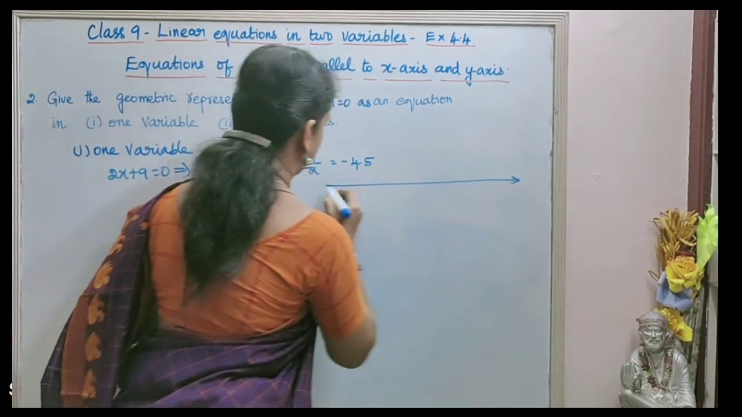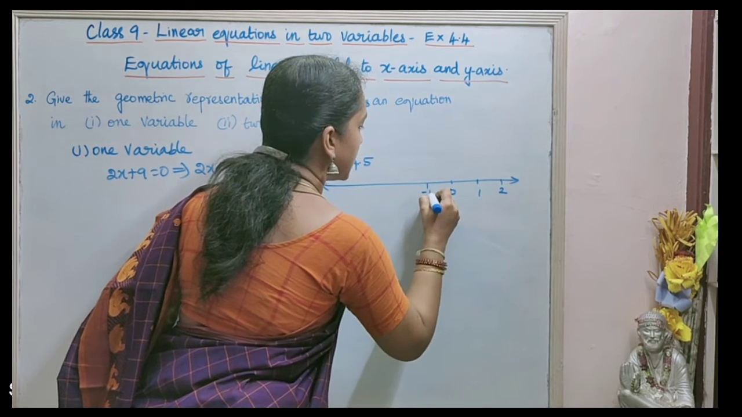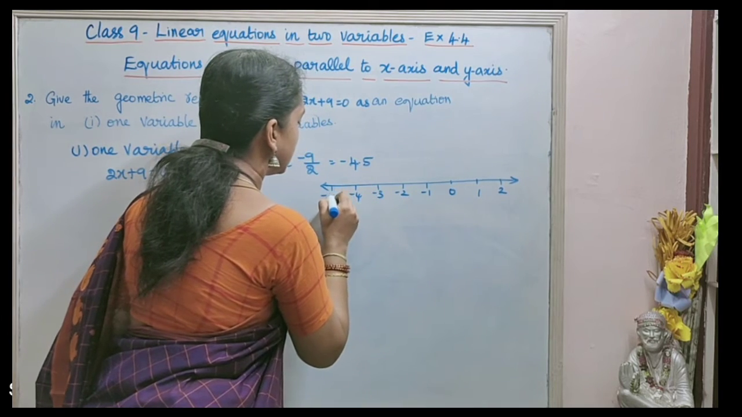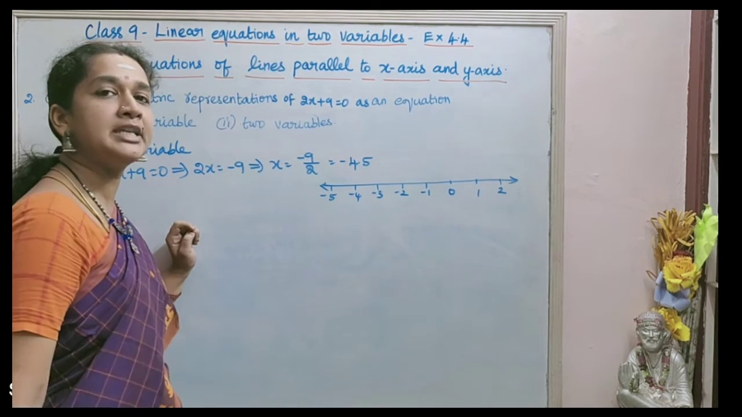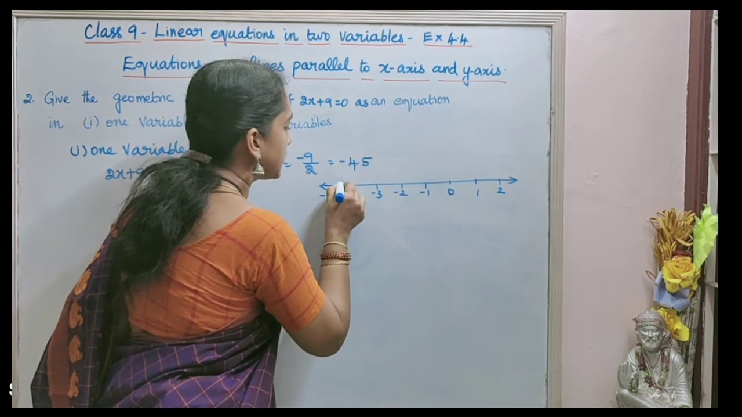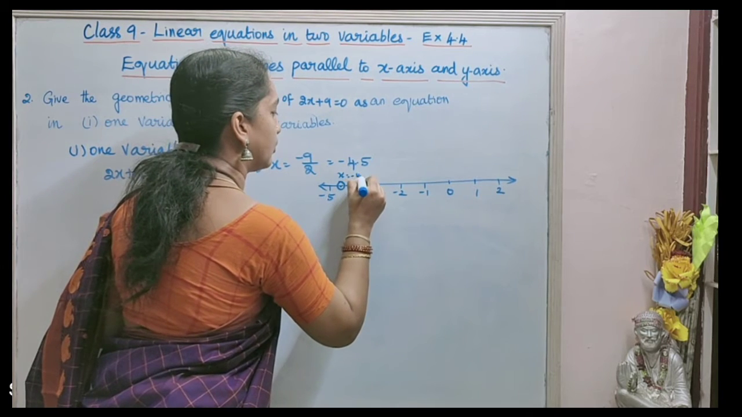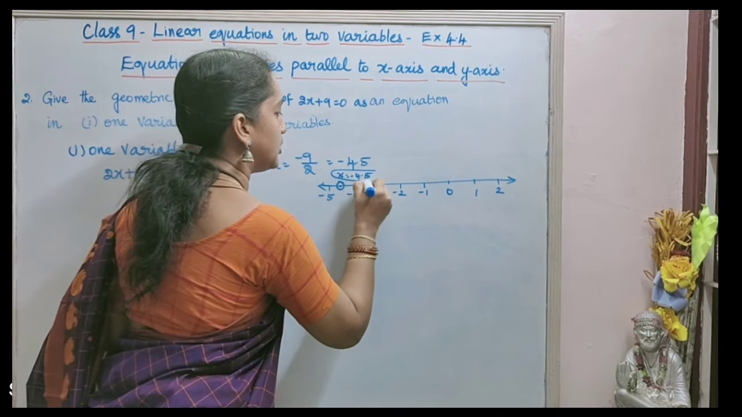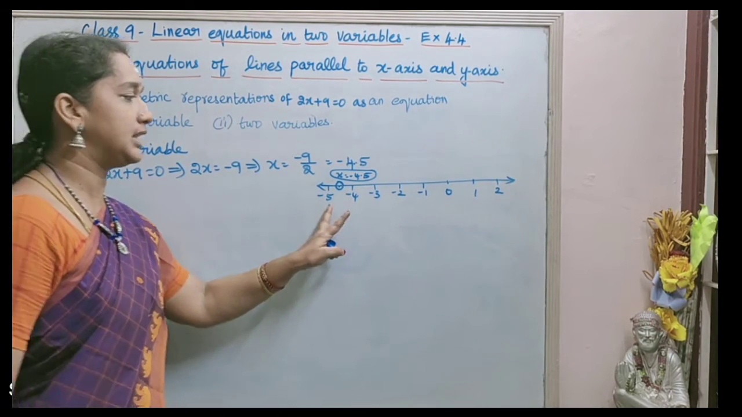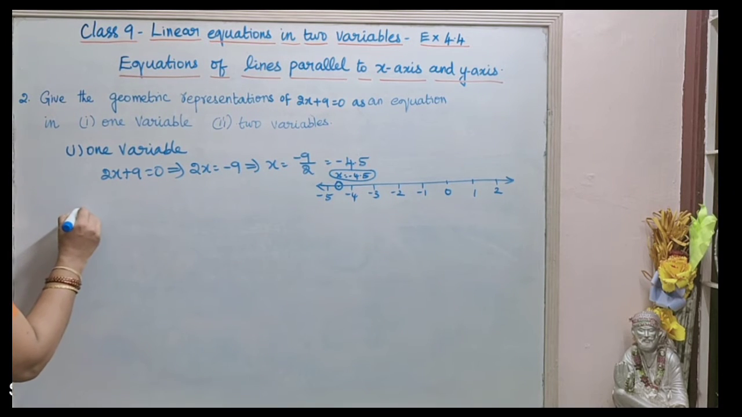So, we will represent this minus 4.5 in a straight line. So, 0, 1, 2, minus 1, minus 2, minus 3, minus 4, minus 5. So, this is minus 4.5. It will be between minus 4 and minus 5. So, this point will be x is equal to minus 4.5. So, we represented single variable, that is one variable, in a number line. Okay, this is for one variable.